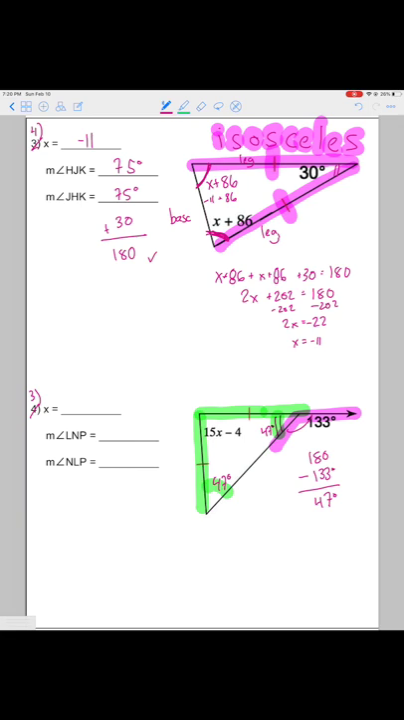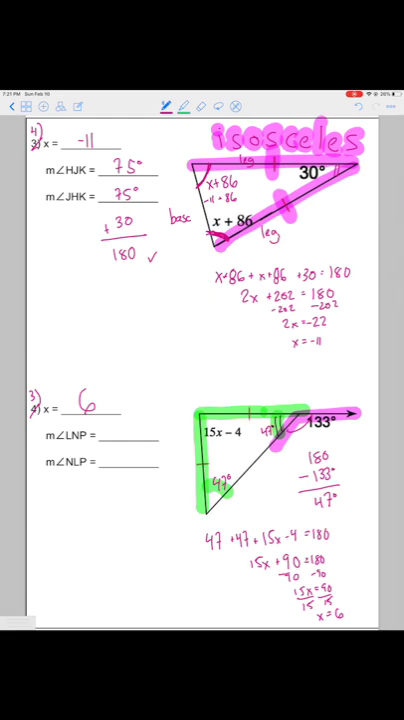So now we have all three angles on the inside, so we can do 47 plus 47 plus 15x minus 4 equals 180. Combine like terms, so we get 15x plus 90 equals 180. Subtract 90 on both sides, so we get 15x equals 90. Divide by 15, so we get x equals 6. We get our x value.